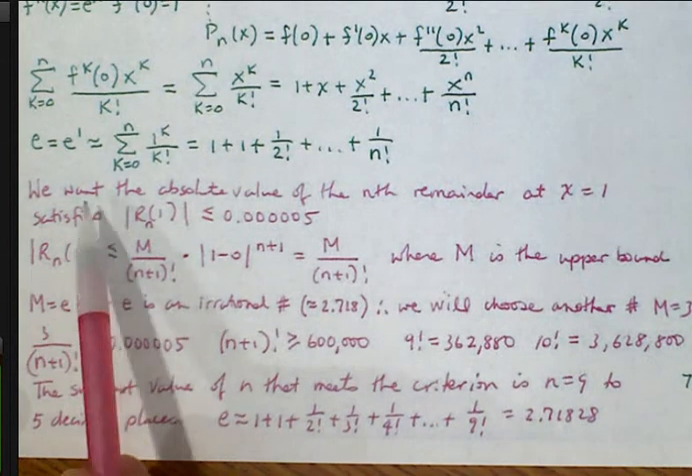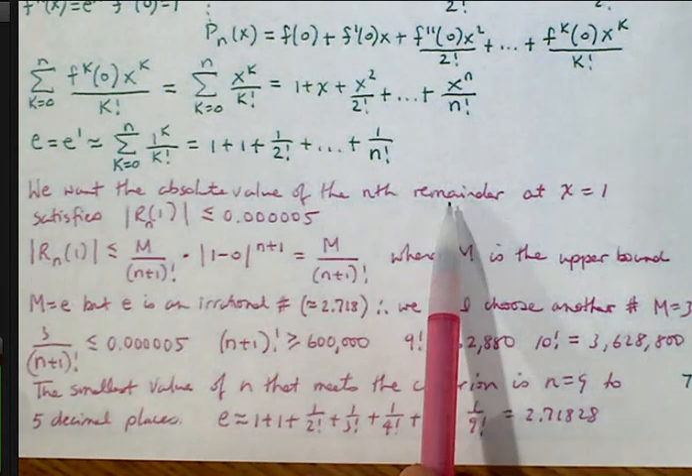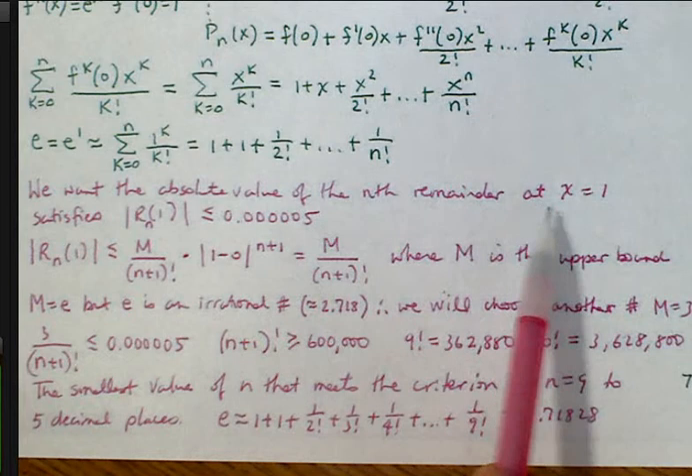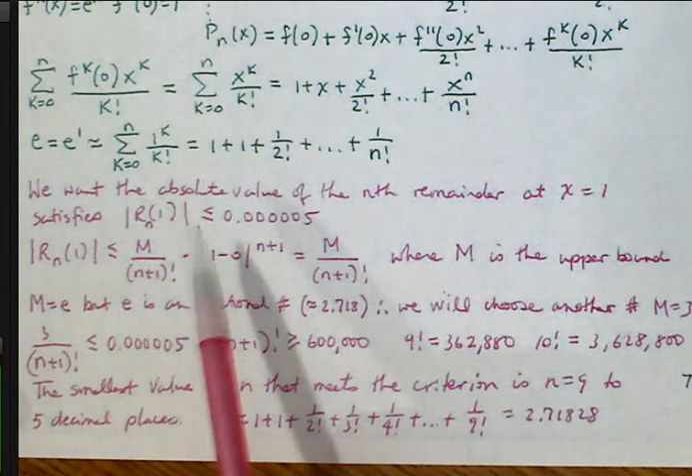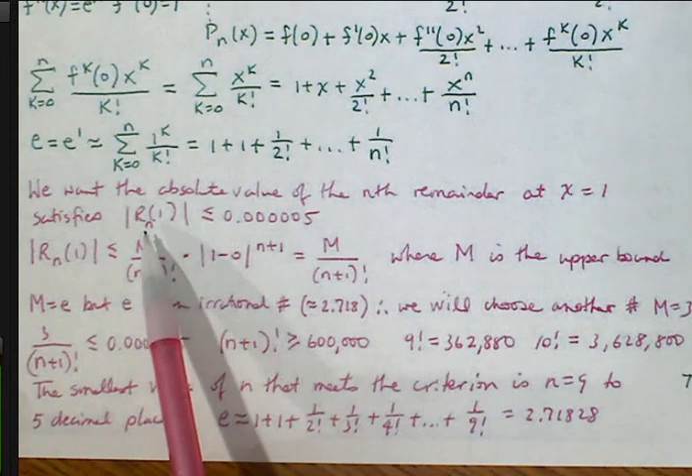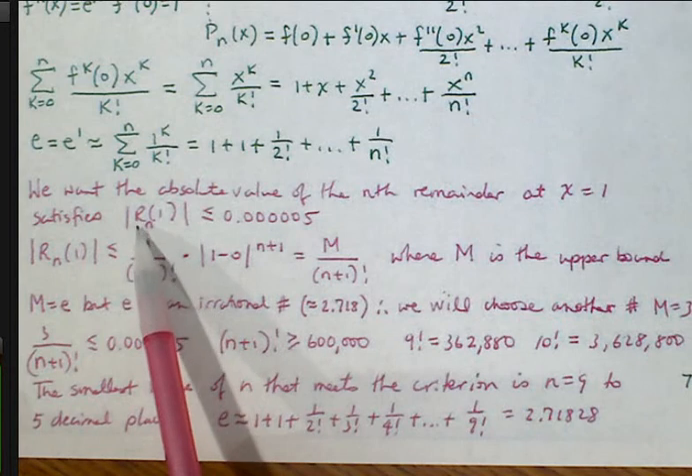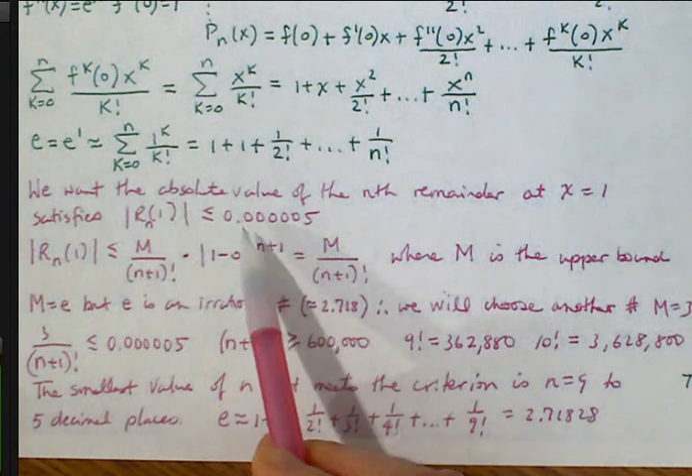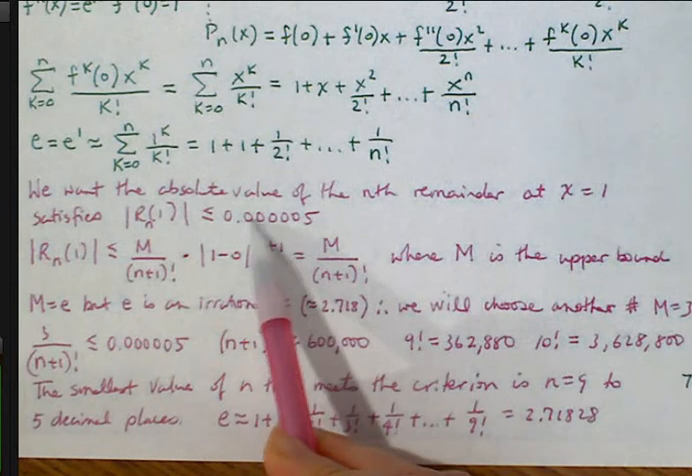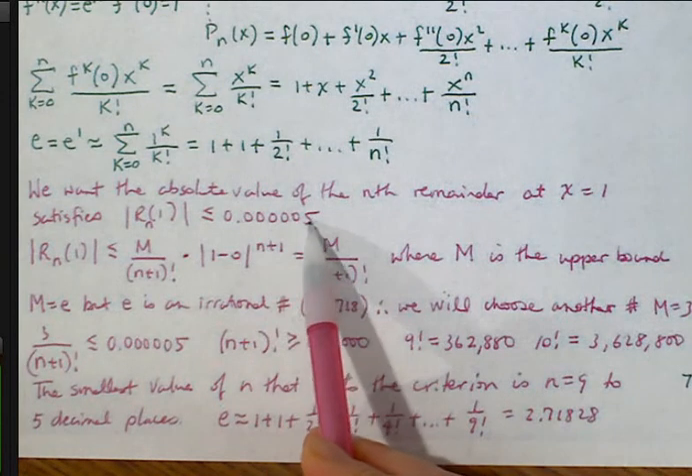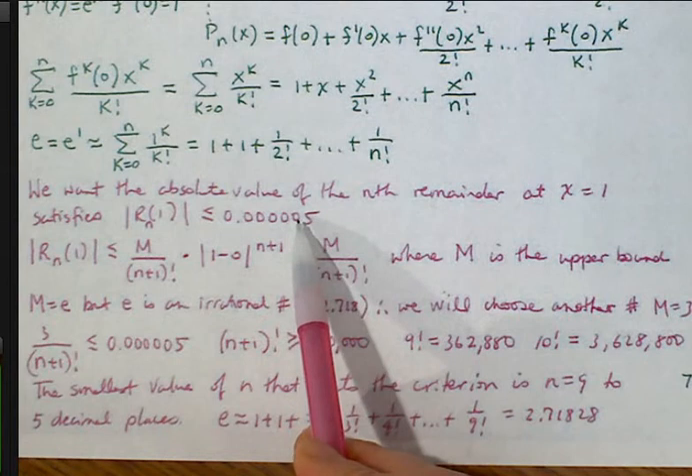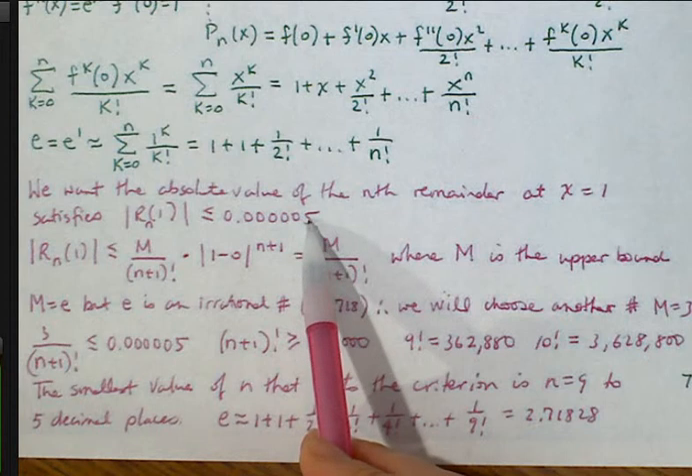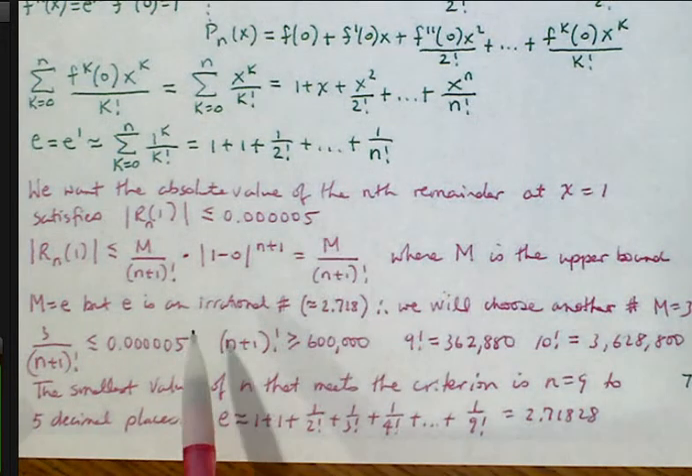All right, so we want the absolute value of the nth remainder at x equals 1 to satisfy, it says, 5 decimal places. So I want the absolute value of the remainder at 1 to be accurate to 5 decimal places. I'm going to take it out 1, 2, 3, 4, 5, and then if I want it accurate out to 5 decimal places, I need to go out to 6 decimal places and then with a 5.